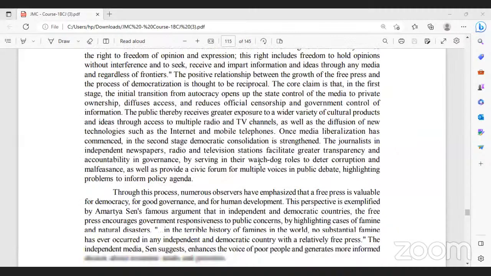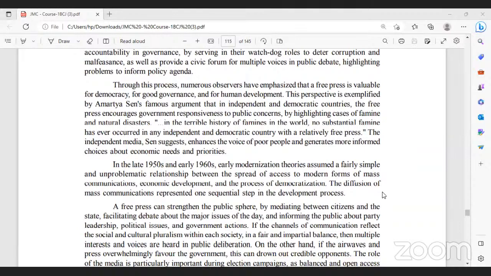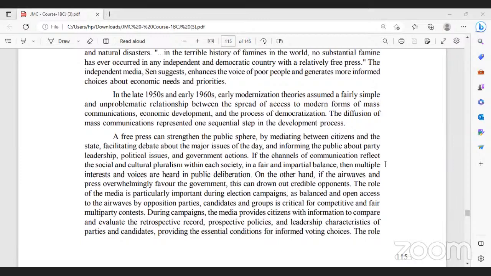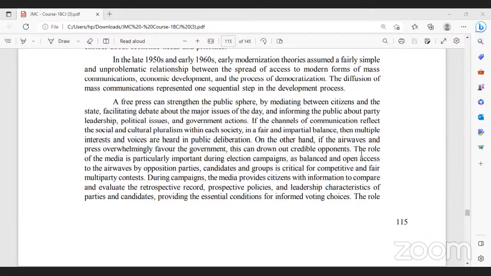So if you see in the late 50s and 60s, that is in the early modernization era, we have assumed a fairly simple and unproblematic relationship between the spread of access to modern forms of mass communication, economic development, and process of democratization. The diffusion of mass communication represented one sequential step in the development process. So a free press can strengthen the public sphere by mediating between citizens and the state, facilitating the debate.